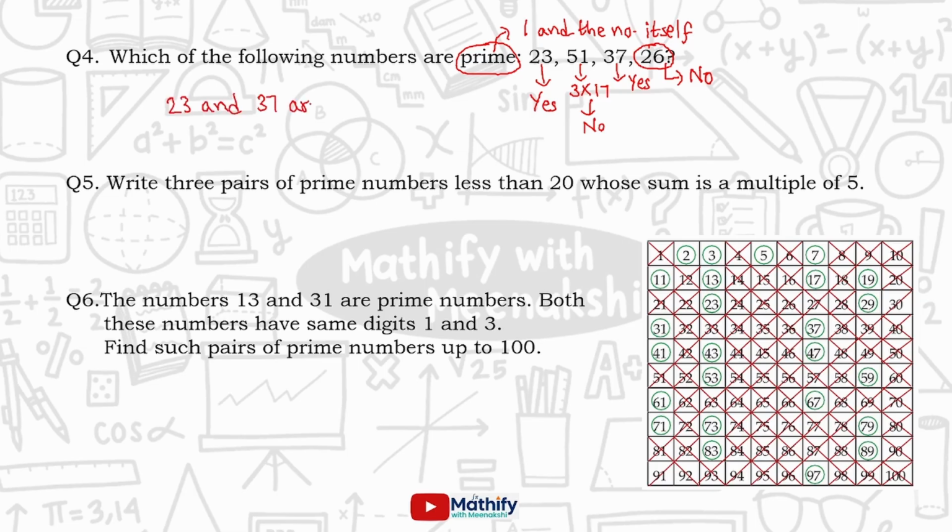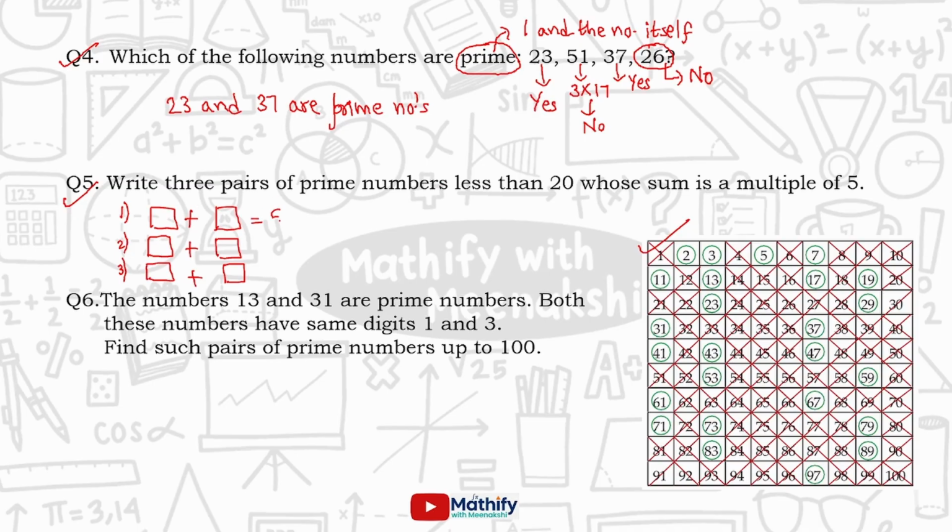You can even see this table. I have attached the table for you. Now let's move to question number 5. Write 3 pairs of prime numbers less than 20. So we have to write 3 pairs. So I'm writing boxes: one pair, second pair, and third pair. 3 pairs whose sum is a multiple of 5. Whose sum is a multiple of 5.